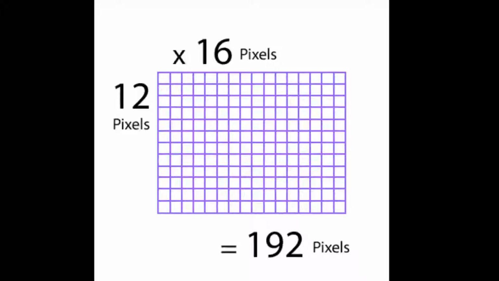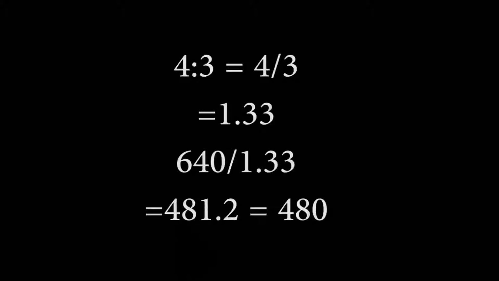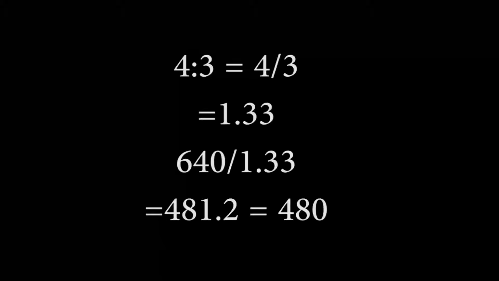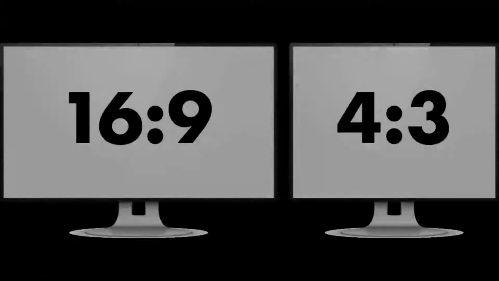We can do a pixel count by multiplying the height and width. For example, we can divide 4 by 3 to get 1.33. We can then use that to find a measurement of another side by dividing the given measurement, such as 640 pixels. We can then find the other side by dividing 640 by 1.33 to get 481.2, which can then be rounded to 480. The common aspect ratio for HD video is 16 by 9, whereas for SD it is 4 by 3.